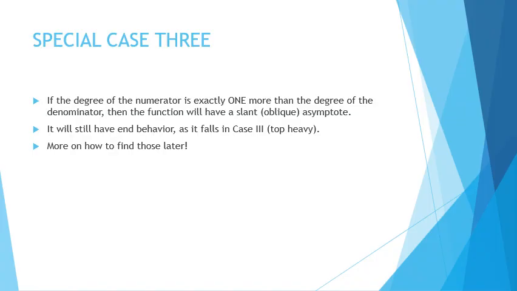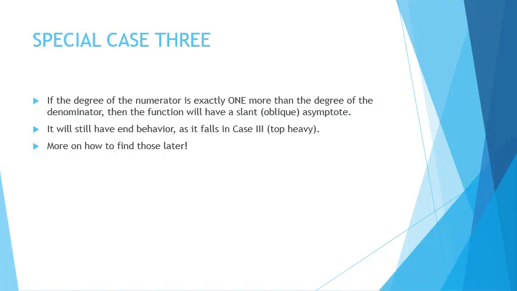All right, so there was a special case in case 3. I don't know if you could see it, but just know whenever the degree in the numerator is exactly one more than the degree in the denominator, we will have an asymptote, but it will be slanted. It won't be horizontal or vertical. It'll still have end behavior, so when writing limit statements, you're always going to want to refer to the end behavior of that simplified polynomial.